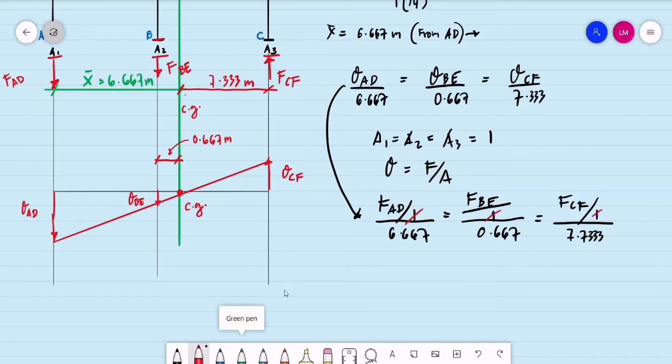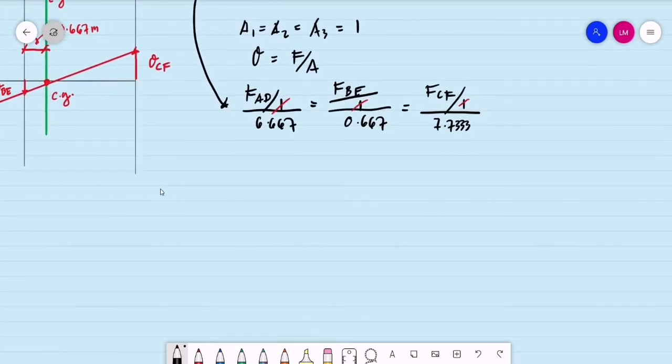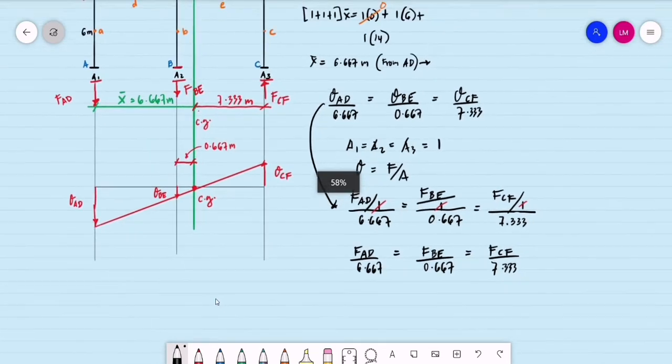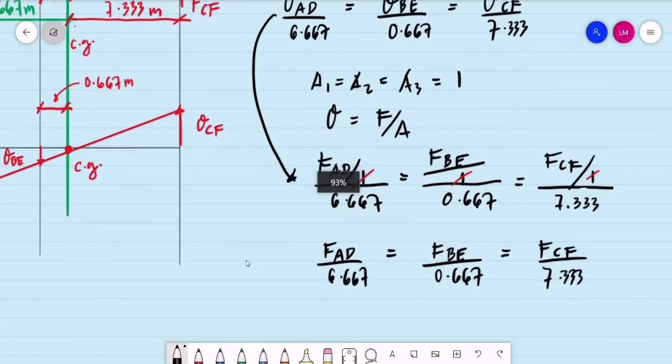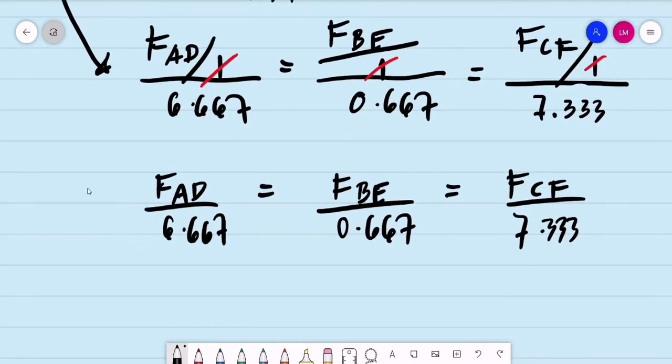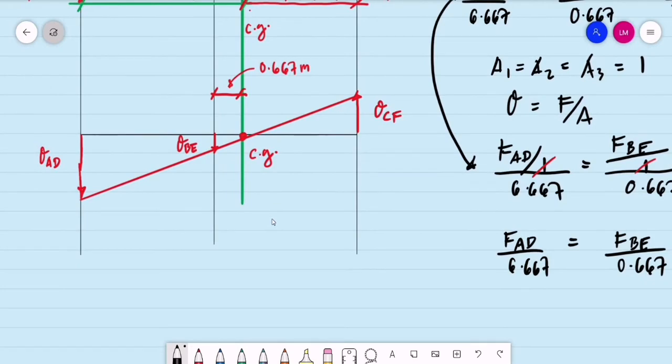As you can see, since our cross-sectional area is simply assumed to be equal to 1, we can simplify that the relation of the axial forces for all columns for the first level will be the axial force for AD divided by 6.667 is equal to the axial force for column BE divided by 0.667 is equal to the axial force for column CF is to 7.333 meters. Correction for this one, it should be 7.333 meters. So next time, if you encounter this case, where we have equal cross-sectional areas, you can directly proceed to the relation of the axial forces using the similar triangles.